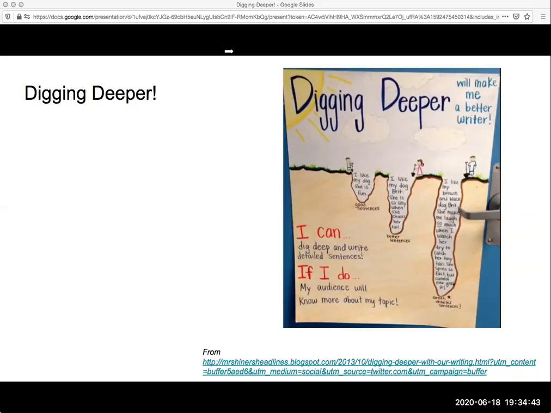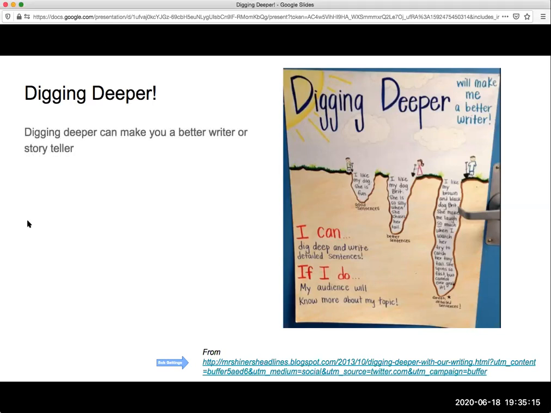Hi, today I'd like to talk about how to make yourself a better writer by digging deeper. And this comes from an elementary school teacher's blog, Mrs. Heiner's Headlines, blogspot.com. You can see it at this address. And she wrote this poster to remind her students that if they dig deeper, they'll become better writers and their work will be more interesting.